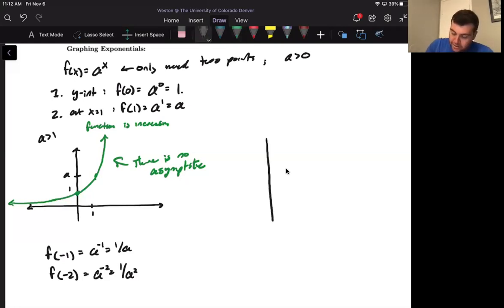All right, so we'll do another example when a is less than 1. If a is less than 1, then we still have our same y-intercept at 1. And we have another value at x equals 1, which is a. And a is going to be a bit less than 1 in this case.